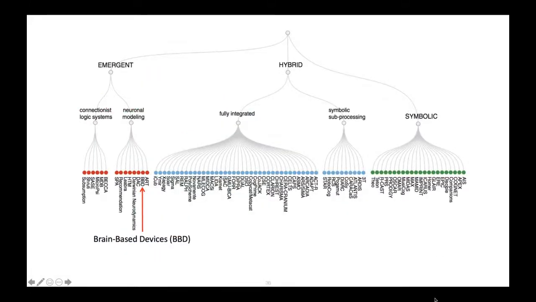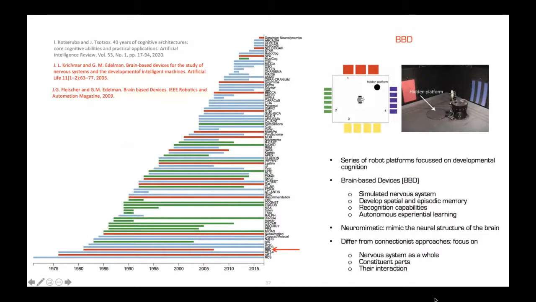And on the emergent side, there aren't so many of them. Jeff Krichmar's brain-based devices one is worth reading. And again, there's a video by Jeff that I'll show you at the end of this talk if you want to spend 15 minutes reading and listening to him tell you about this approach to emergent cognitive architectures.